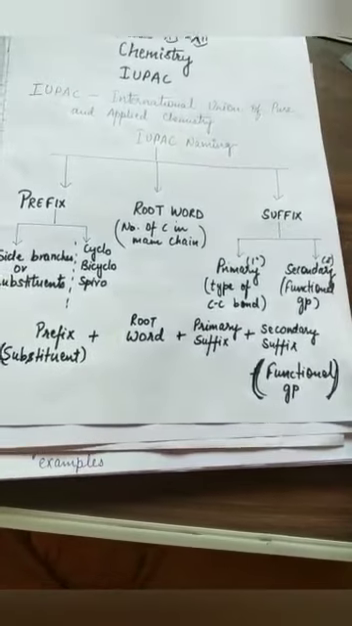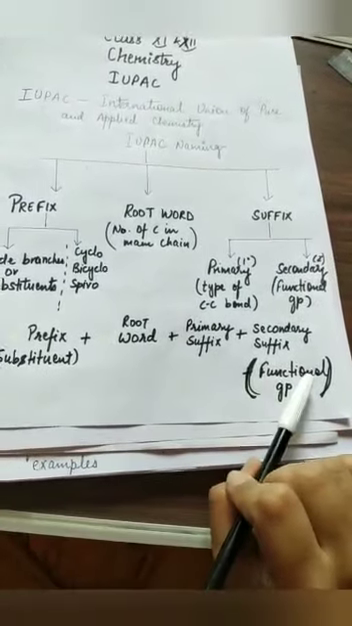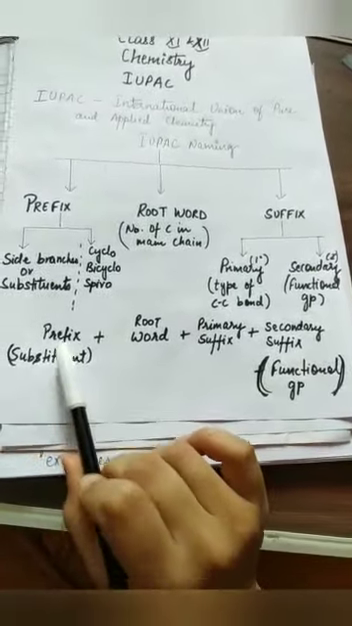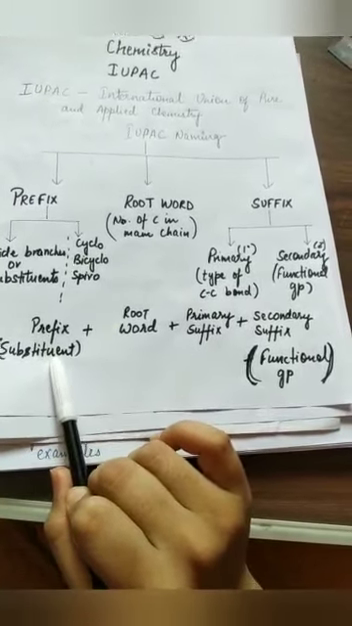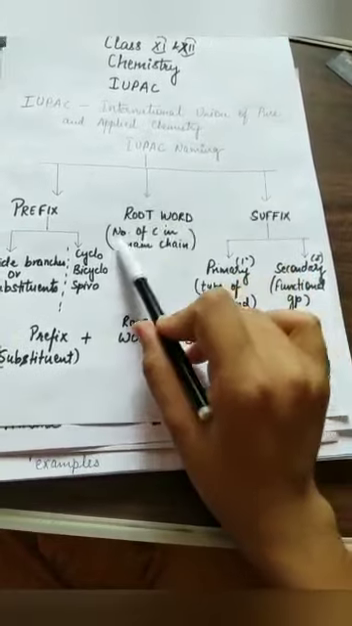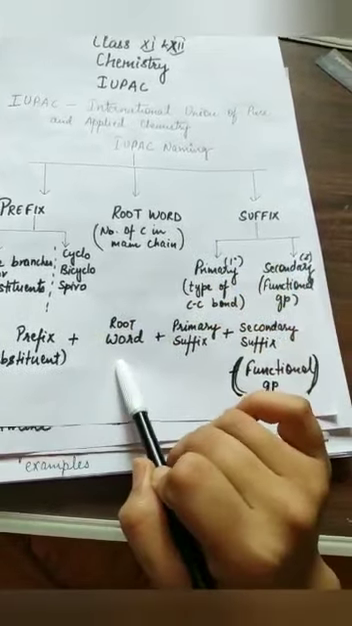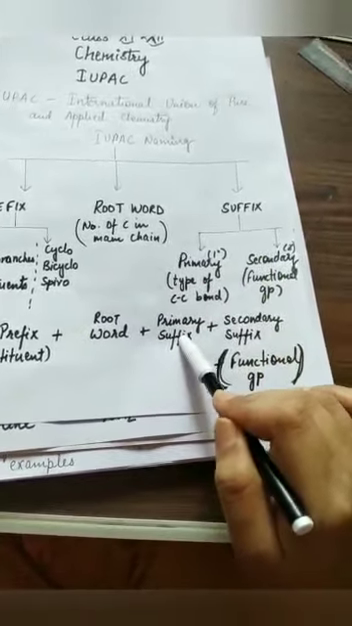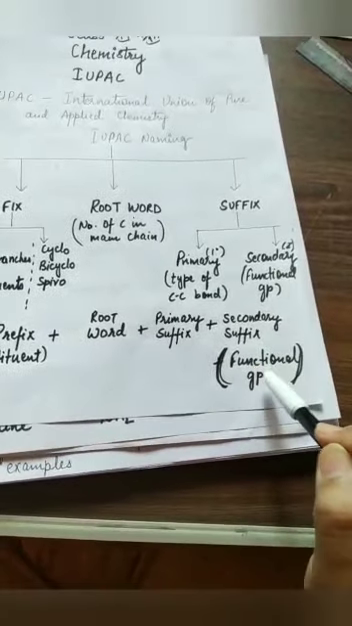Now this formula comes out to be, first what we have to write? First is the prefix, that is the substituents or branches. Next we have to write the root word from here, the number of carbon in main chain, and then primary suffix, and then secondary suffix, which is the functional group.